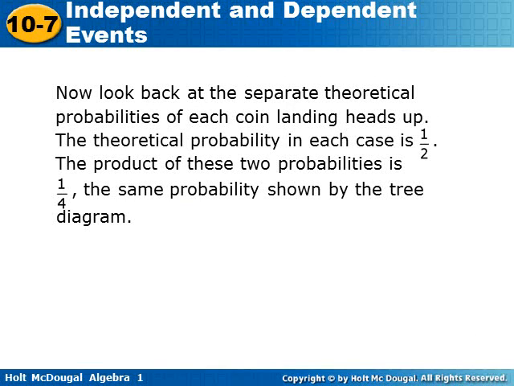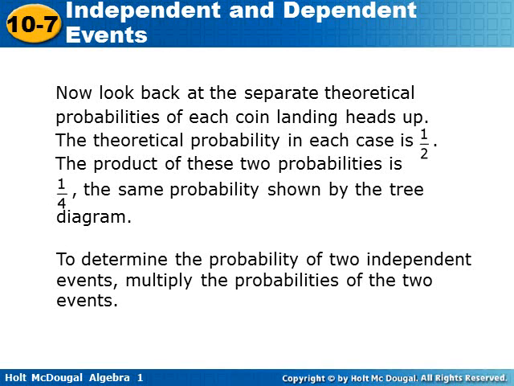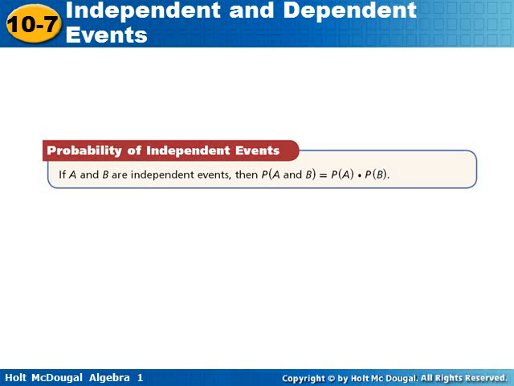Now look back at the separate theoretical probabilities of each coin landing heads up. The theoretical probability in each case is 1/2. The product of these two probabilities is 1/4, the same probability shown by the tree diagram. To determine the probability of two independent events, multiply the probabilities of the two events. Probability of independent events: if A and B are independent events, then the probability of A and B is the probability of A times the probability of B.